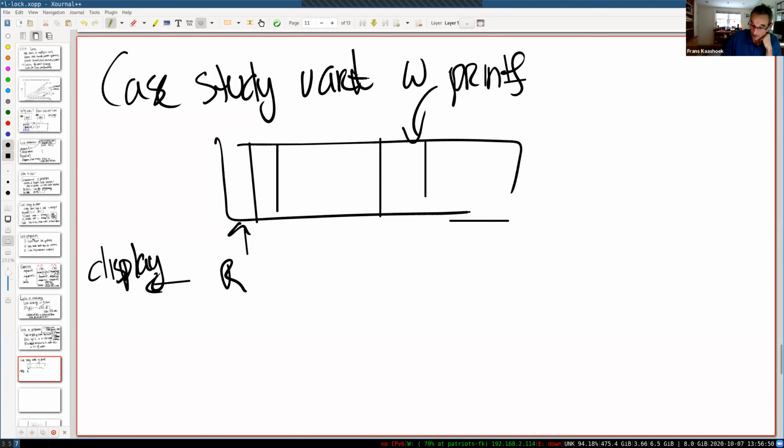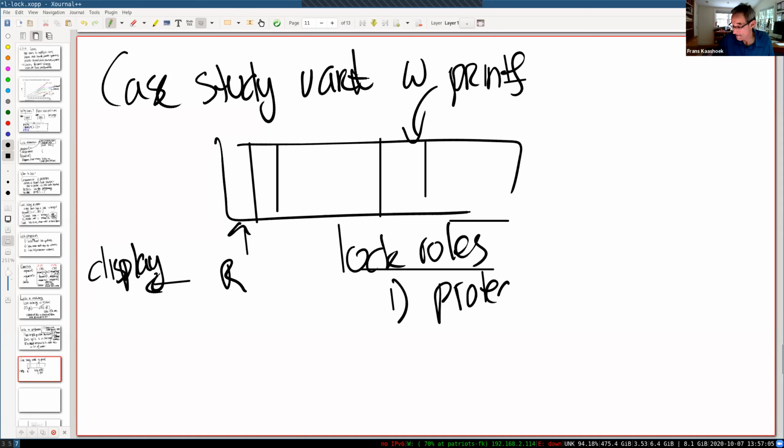What we can see is that the lock has multiple roles. One is to protect this data structure. This data structure has some invariants, namely, the read should precede the write. Anything between R and W are characters that need to be sent. Anything between W and R are empty slots. And the lock basically helps us maintain that invariant.